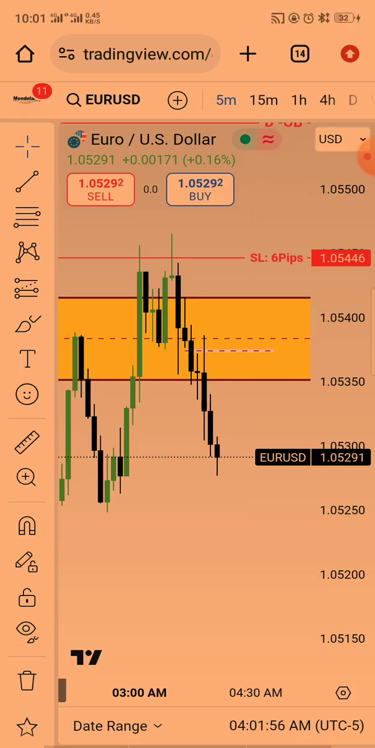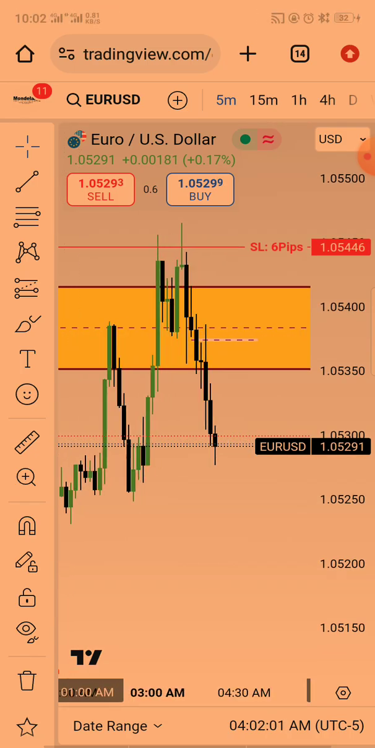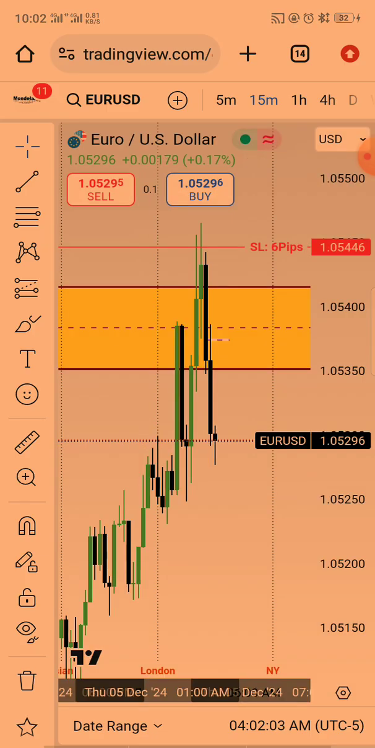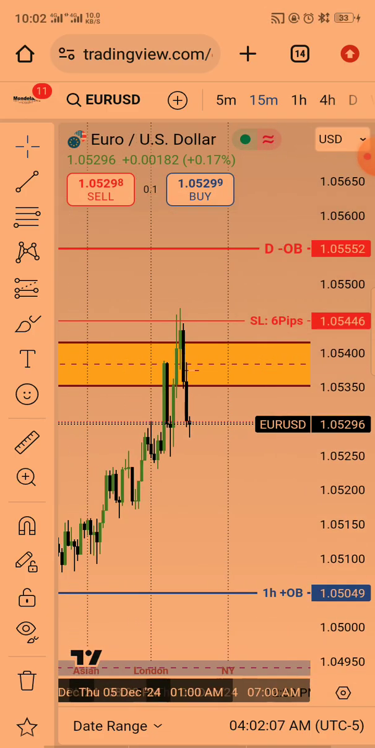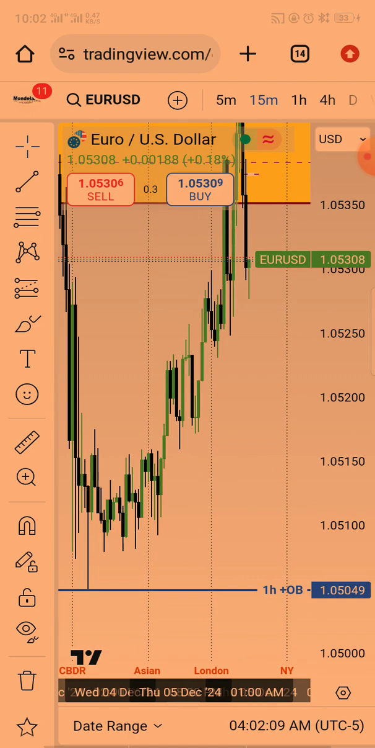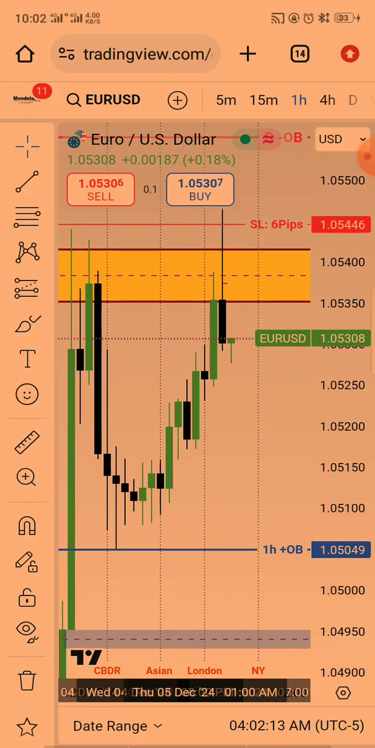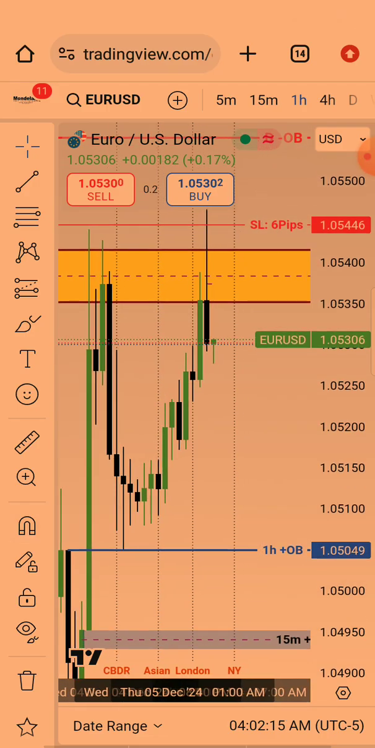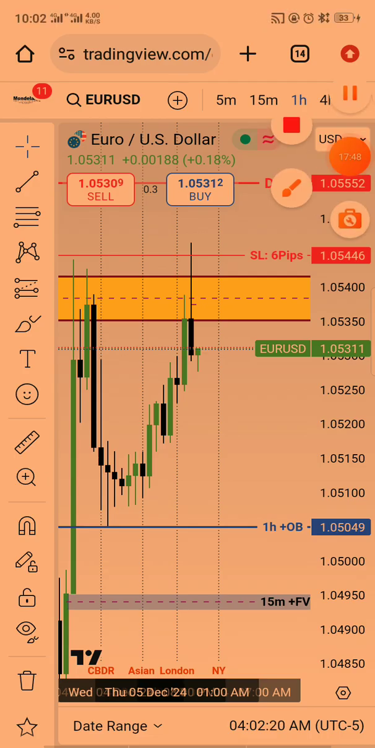Now I'm on this trade. As I'm on it, I'm managing it, I'm watching it. Let me go to the 15 minutes chart and see what it's doing. Okay, I want to see. Let me go to a 1 hour chart. This is what, right here. Let me show you people something as I'm trading right now, as I'm on this trade.